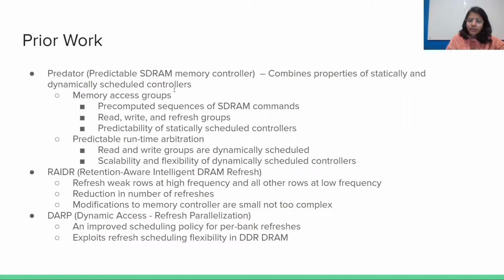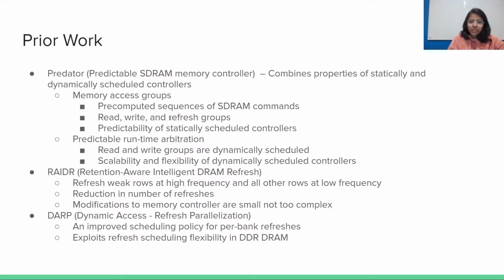There have been efforts to resolve these issues in the research being conducted. Here are some approaches. The first one is Predator, a predictable SDRAM memory controller. This memory controller provides a guaranteed minimum bandwidth and maximum latency bound to the intellectual property. This is accomplished by using a novel two-step approach to predictable SDRAM sharing.